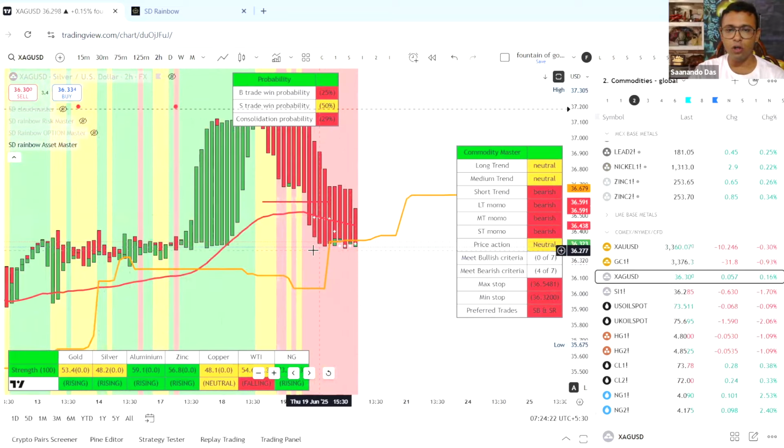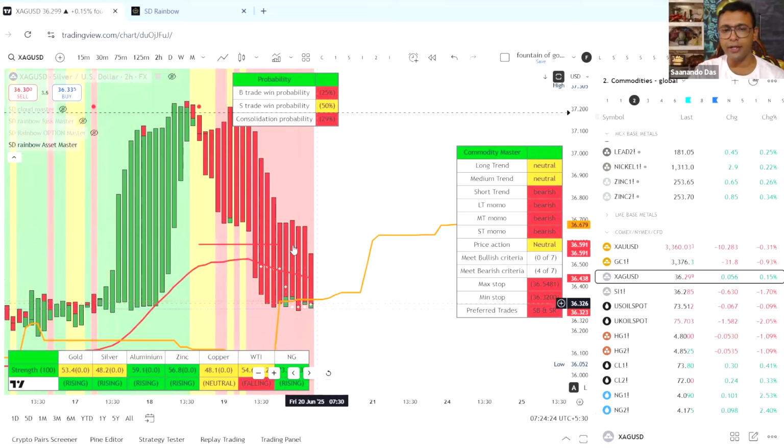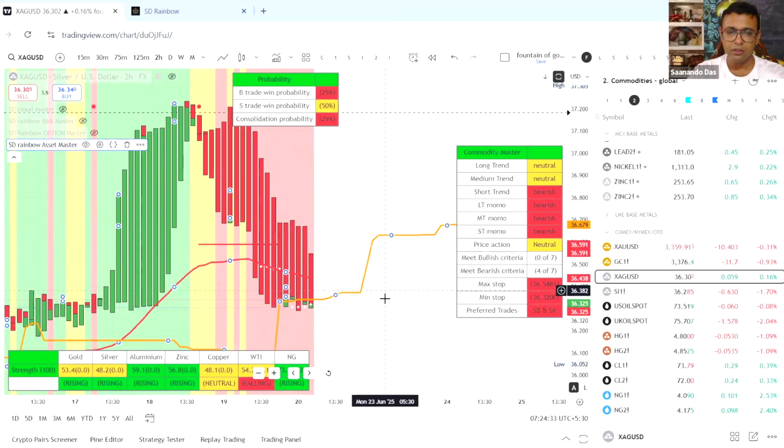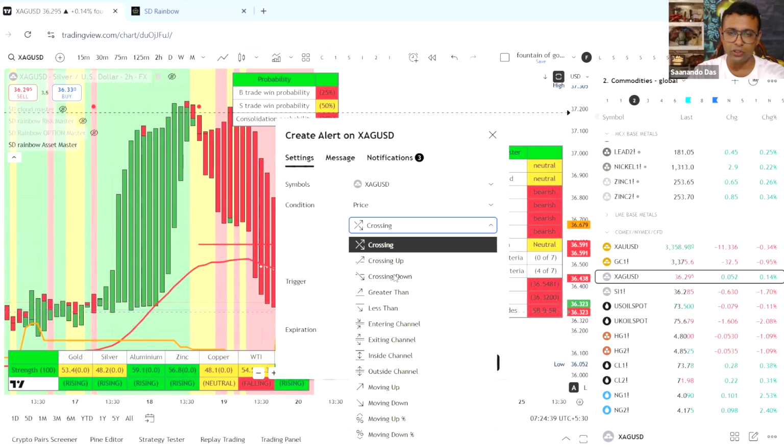Silver had a good fall, but now it is consolidating. For further selling, I need price action bearish. The price action bearish alert will help me, and I need a further breakdown below 36.29, crossing down.